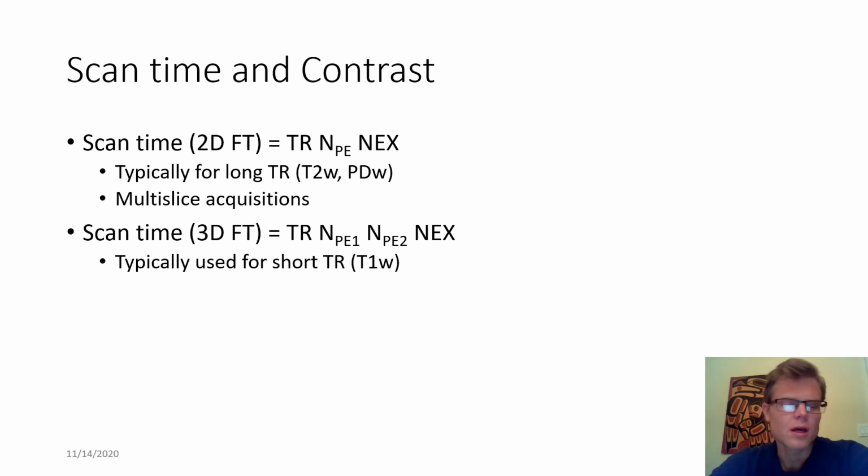Generally, the primary use cases for 2D FT are longer TR contrasts, so T2 and proton density weighting, where we do a single slice, and then during the downtime of the long TR, the dead time, we acquire additional slices. Whereas with 3D FT, we typically use this in short TR pulse sequences where we don't have as much of that downtime, but we can really do short TRs and acquire a lot of different phase encodes. So even though there's an extra term in this scan time, we'll generally use shorter TRs to keep the scan time reasonable.